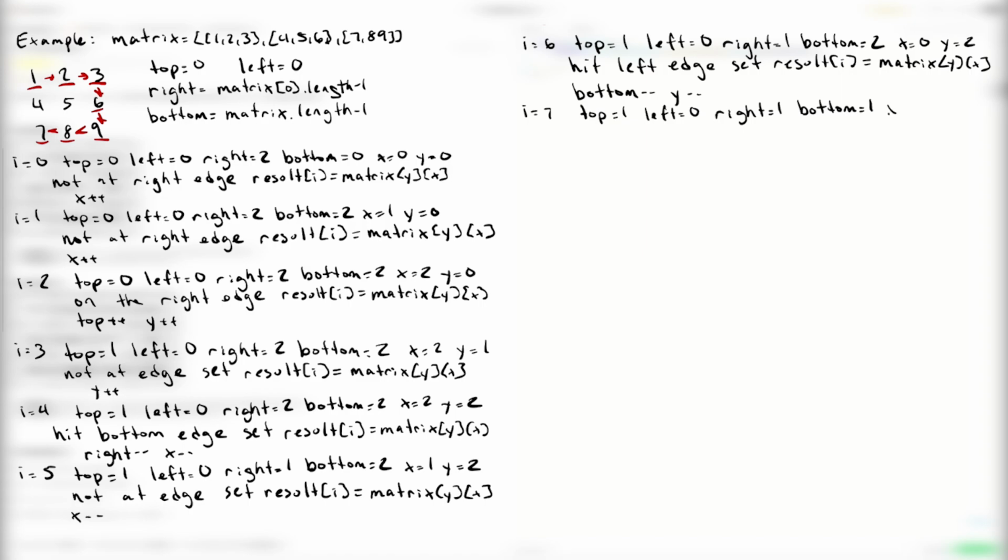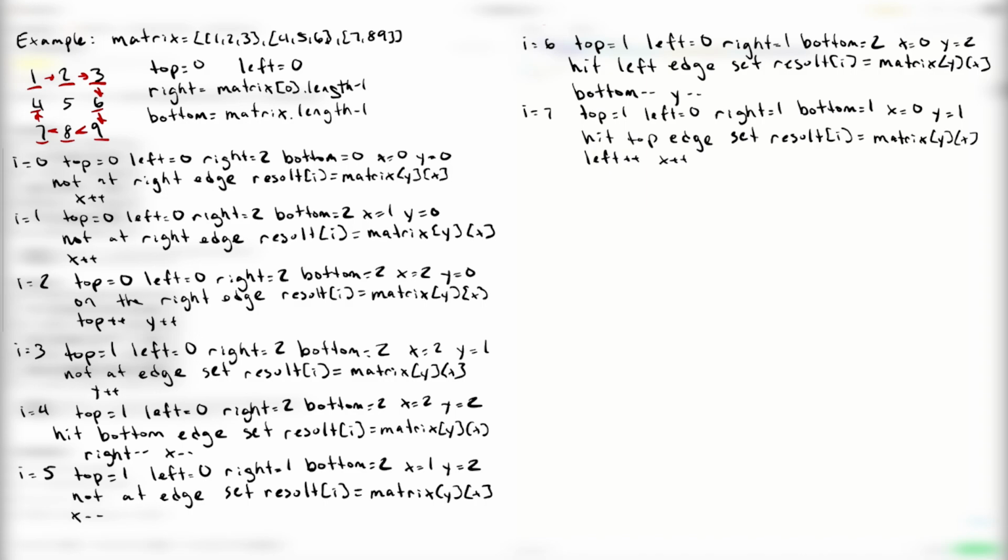Our x is still 0, and our y is equal to 1. Now we are at 4, and we have hit the new top. So we have hit the top edge. We'll have to deal with that. But we still need to set result of I equal to matrix yx. Now, since we've hit the top edge, we'll go ahead and say left plus plus, and we'll say x plus plus as well.